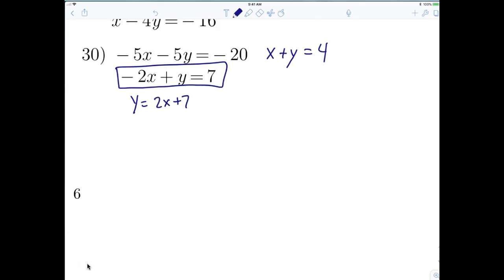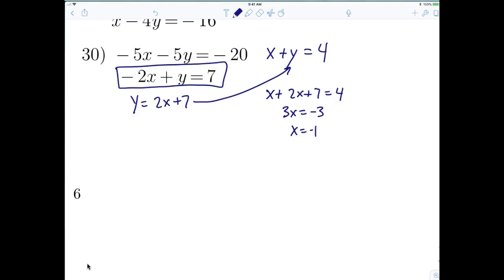Now, wherever I see a y, I can put 2x plus 7. So x plus 2x plus 7 is equal to 4. Right? So 3x equals negative 3, so x equals negative 1. Everybody happy with that? Yes.